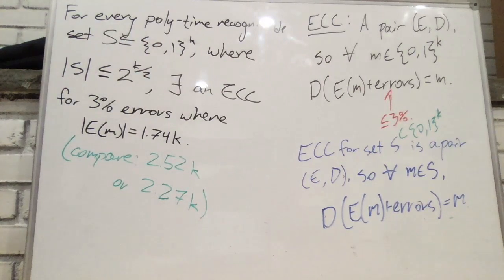So let's look at this a little more in detail. For example, let's look at this polynomial time recognizable condition. Polynomial time recognizable just means that given a string in 0, 1 to the K, you can within polynomial time in K tell me if you're an element of S or not.